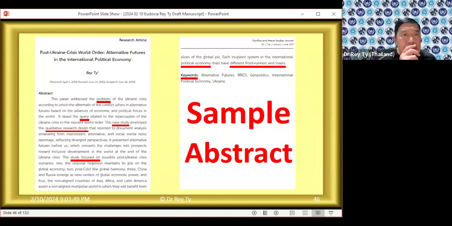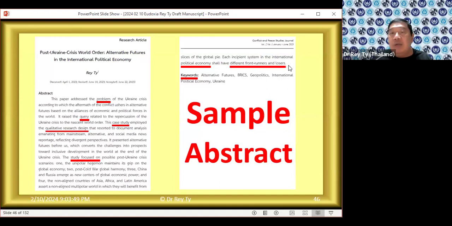Another abstract, this was published also in June. Post-Ukraine crisis world order, alternative futures in the international political economy. Keyword problem. So the reviewers do not have to guess. Did I include the problem? Yes. It raised the query. Again, that's a research question. And then this case study. So you see that is the methodology, qualitative research design. The study focused on. So you would see the findings and the conclusion.